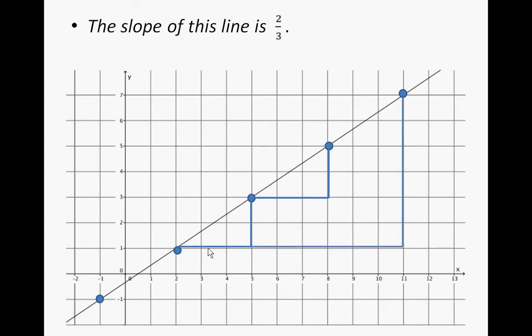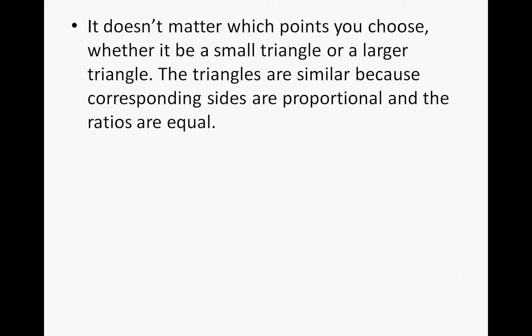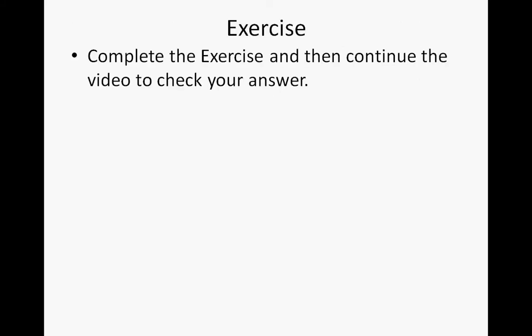Or you could have picked between this point and this point, which is a horizontal distance of 9 and a vertical distance of 6. And if you notice, 2 to 3 is the same as 6 to 9 because 6 over 9 reduces to 2/3. It doesn't matter which points you choose, whether it be the small triangle or a larger triangle. The triangles are similar because the corresponding sides are proportional and the ratios are equal. All right, complete the exercise and then continue the video to check your answer.